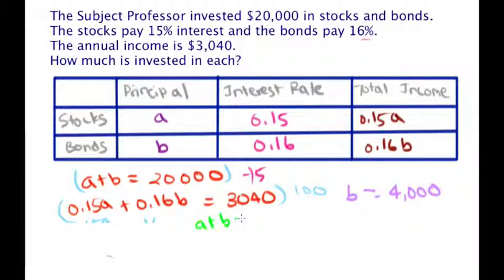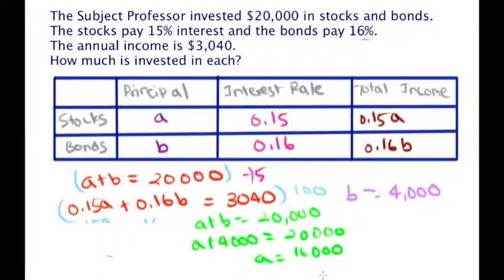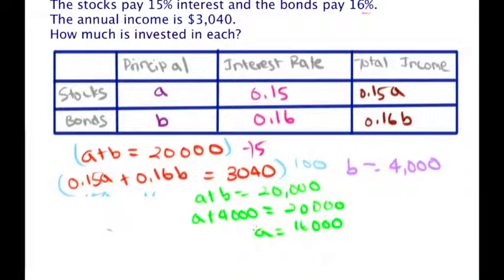So A plus B equals 20,000. So A plus 4,000 equals 20,000. So A is equal to 16,000. And that is our final answer. So we know that he invested 16,000 at an interest rate of 15% and 4,000 at an interest rate of 16%.